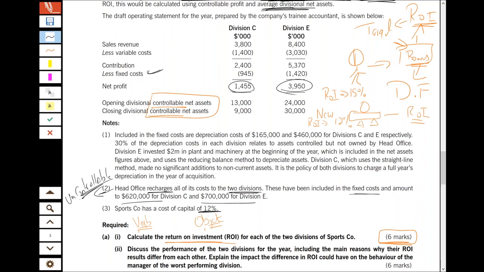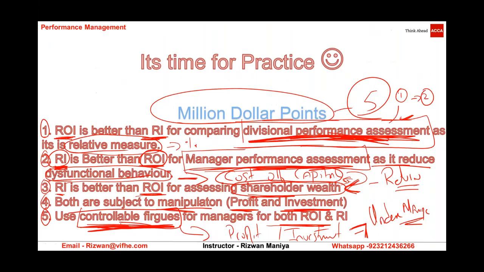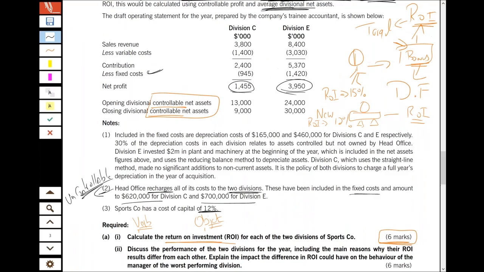And we did see in point one that we have to use controllable figures for managers. Controllable figures. This is uncontrollable, okay? Great. Now, included in the fixed costs are depreciation of 165 and 460 for C and E. 30% of the depreciation in each division relates to assets controlled but not owned by head office. So what do you think? Is this 30% controllable for the manager or uncontrollable? Quickly tell me. This is uncontrollable. Yes.